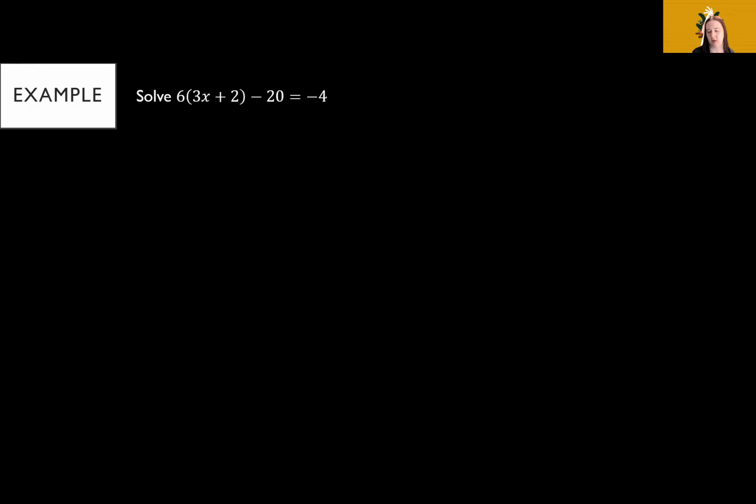So now we're going to get into ones where we have to do some distributing, and these are more steps. So now I'm going to do one example per slide because it is going to be more steps. So we want to solve 6 times 3x plus 2 minus 20 equals negative 4.